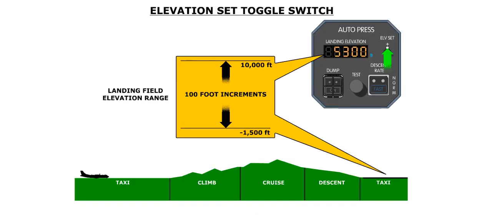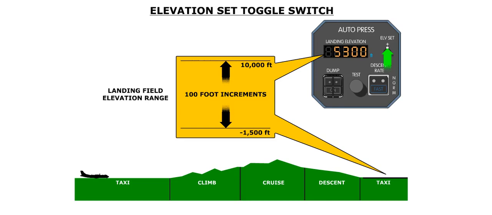In order to understand how the automatic pressurization works, we will go through a sample flight. During the pre-flight, the crew will set the landing field elevation on the automatic pressurization panel. The landing field elevation is set using the elevation set toggle switch. This toggle switch is spring-loaded to the center position.